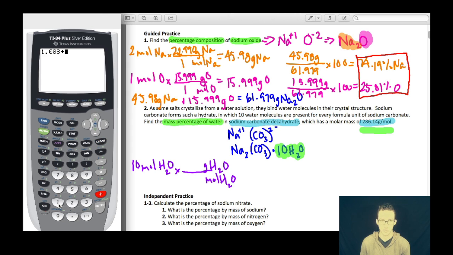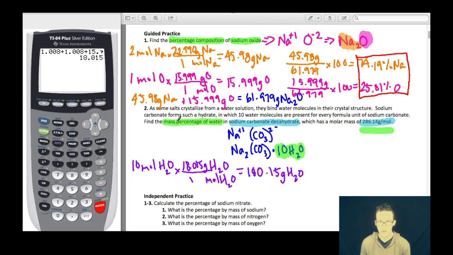1.008 plus 1.008, the mass of my 2 hydrogens, plus 15.999 equals 18.015 grams, 18.015 grams in 1 mole. I've got 10 moles of this stuff, so I'm not even going to use the calculator since I'm such a genius. I'm just going to move my decimal point. It's going to be 180.15 grams of H2O in 1 mole of this stuff.